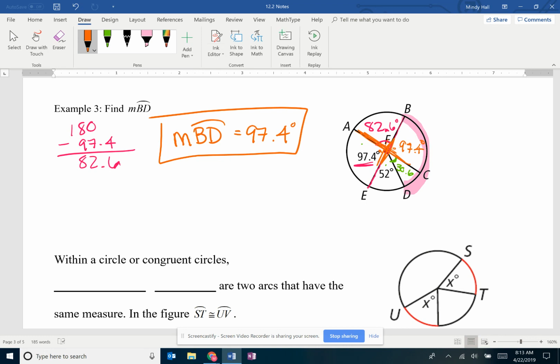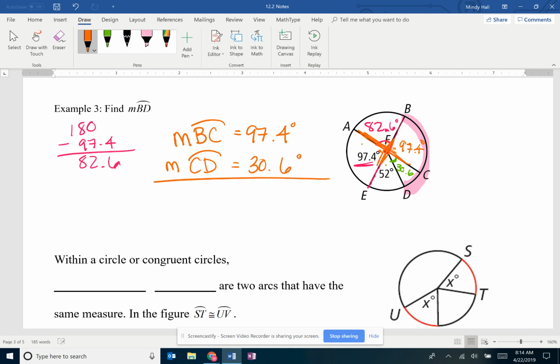Oh, wait, I'm just kidding. Haha. BC is 97.4, but because I want BD, hold on, let me change my measure of BC is 97.4, measure of arc CD is 30.6. So when we add them together, because of our arc addition postulate, we would have 128 degrees. Whew. Almost messed that one up.